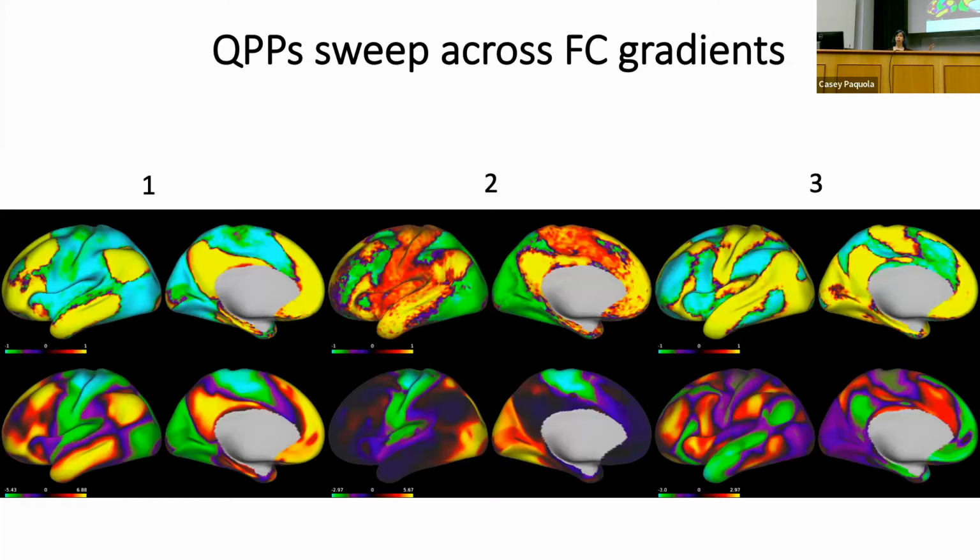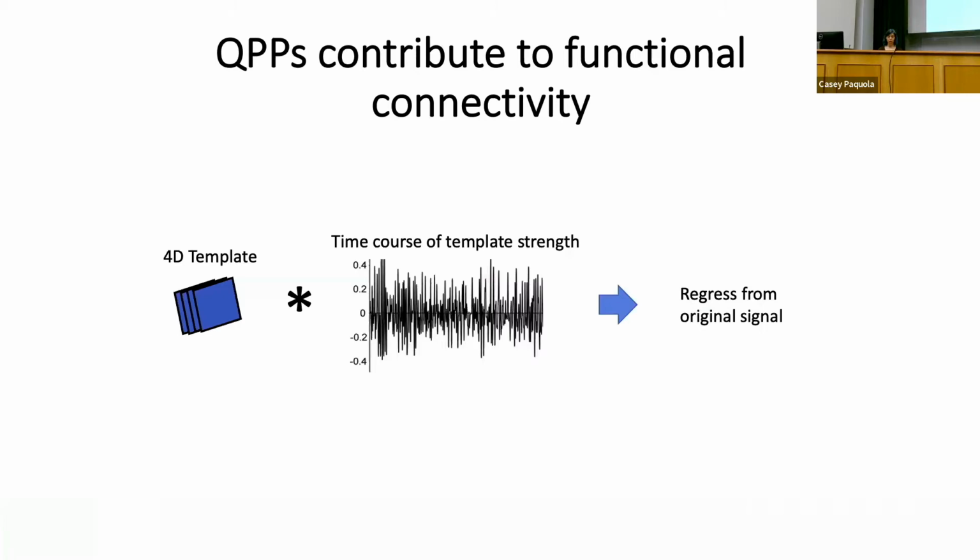We quit looking at things after three because we lost confidence in how much signal variance we were explaining there. So this top row is phases of the QPP, and this bottom row is the primary functional connectivity gradient, secondary, tertiary. So they look pretty good. And in all of these, it looks like the activity moves across the gradient.